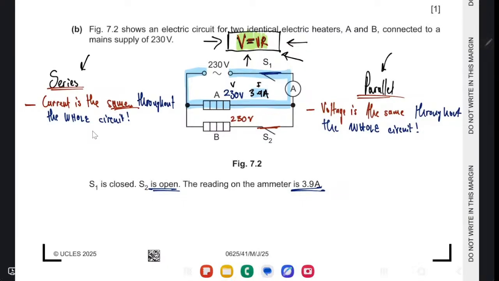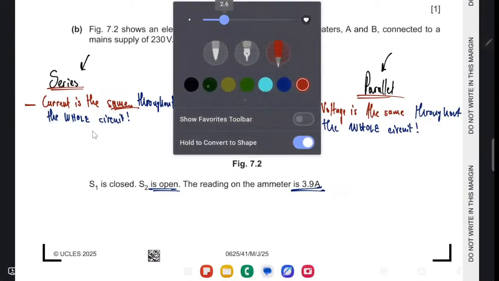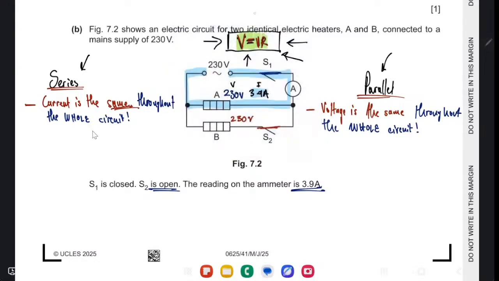Now, let me tell you a secret, everybody. Always look for the word identical. If you have more than one gadget, always look for the word identical, because identical will be telling you that you have the same resistance. So it makes the calculations a little bit easier. So if these are identical lamps, they have the same resistance.